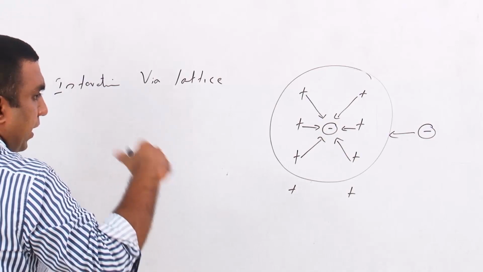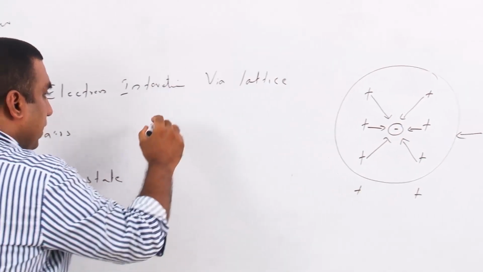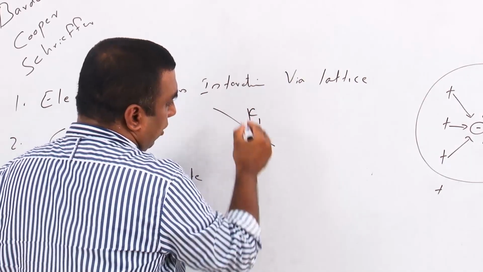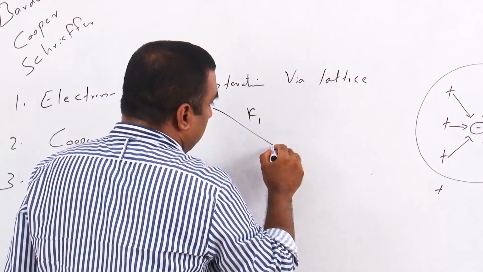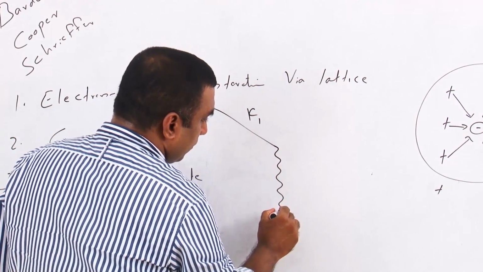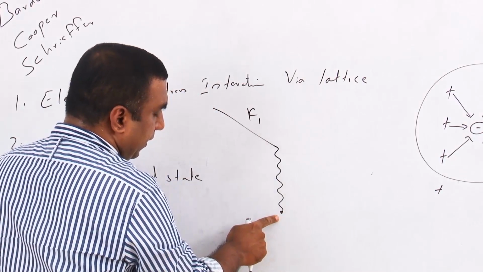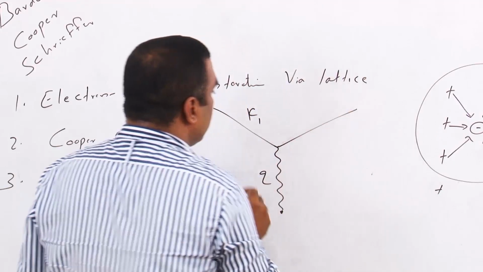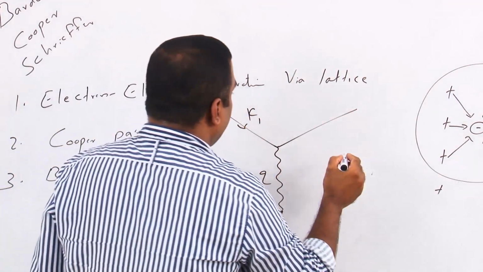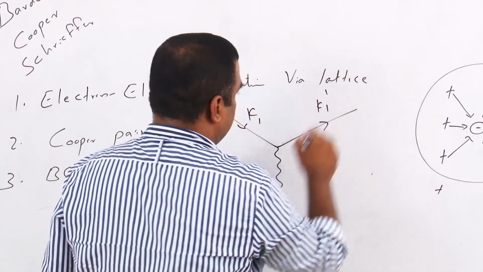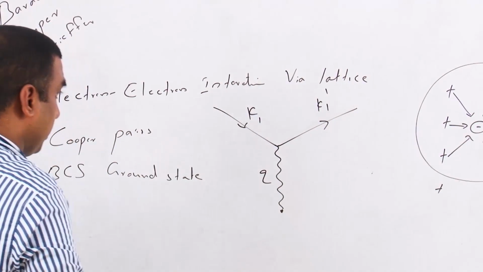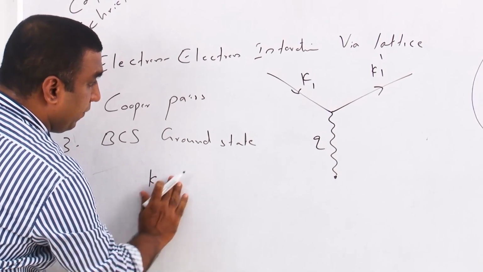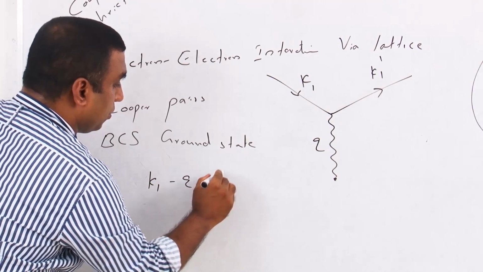In terms of quantum field theory, let k be the wave vector associated with one electron. I can denote it by k1. This electron emits a phonon which is captured by another member, let it be q, and this electron moves after leaving the phonon, and the associated wave vector is denoted by k1 dash. So I can write an equation here: k1 minus q is equal to k1 dash.